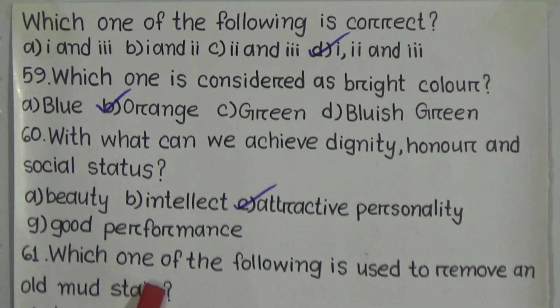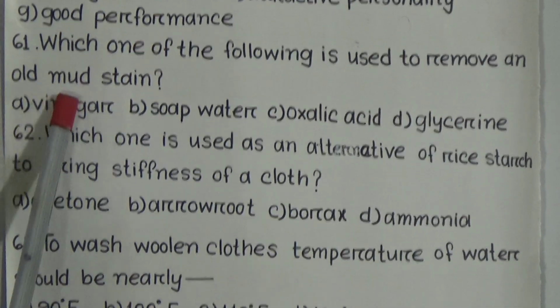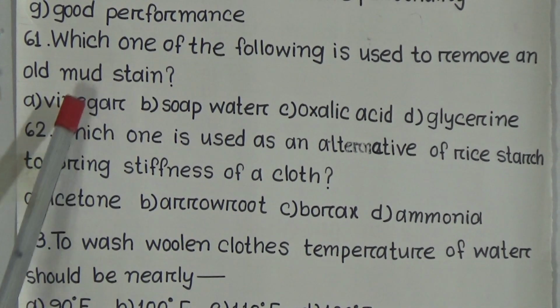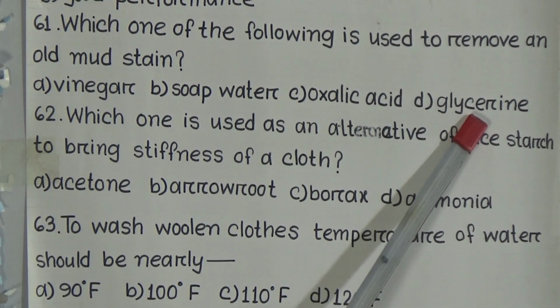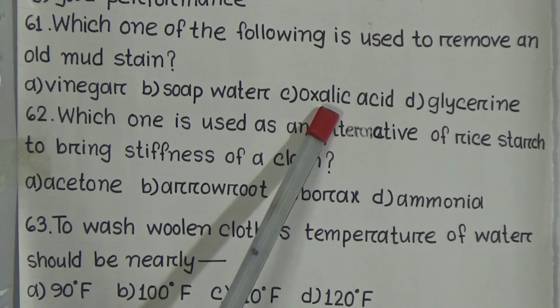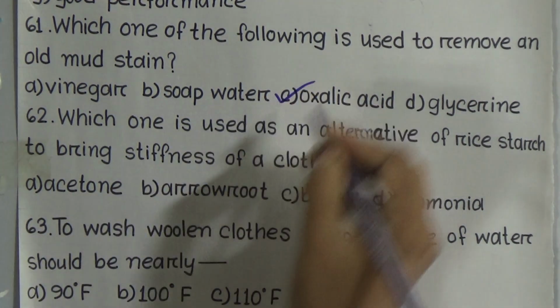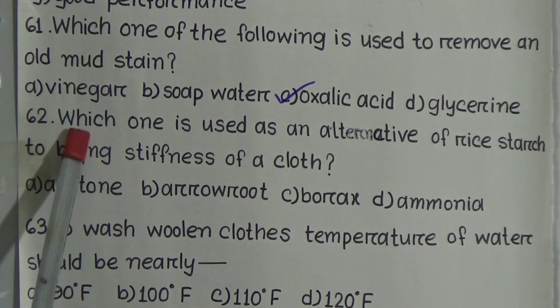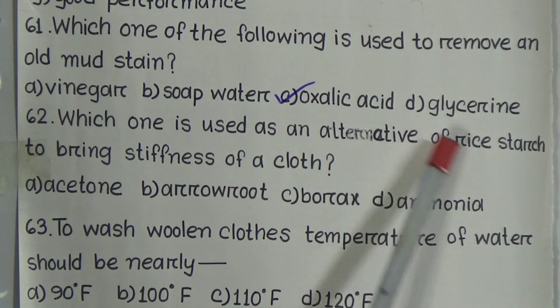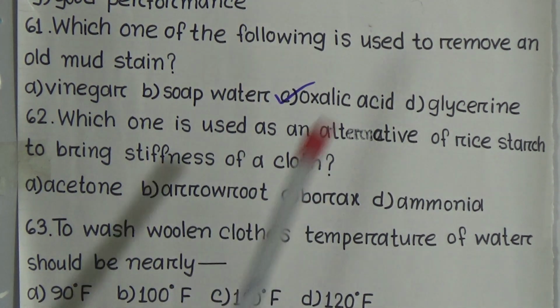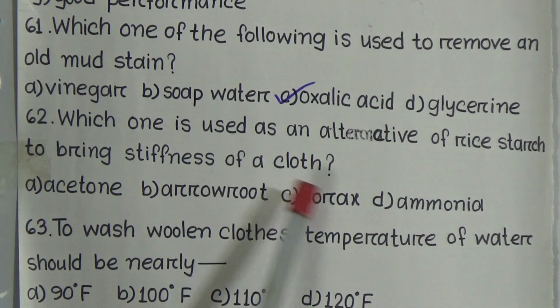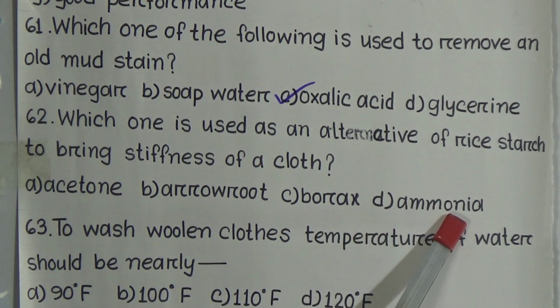Number 61. Which one of the following is used to remove an old mud stain? Options are vinegar, soap, water, oxalic acid, glycerin. So the correct answer is option C, oxalic acid. Number 62. Which one is used as an alternative of rice starch to bring stiffness to a cloth? Given options are acetone, arrowroot, borax, ammonia. So here our correct answer will be option B, arrowroot.